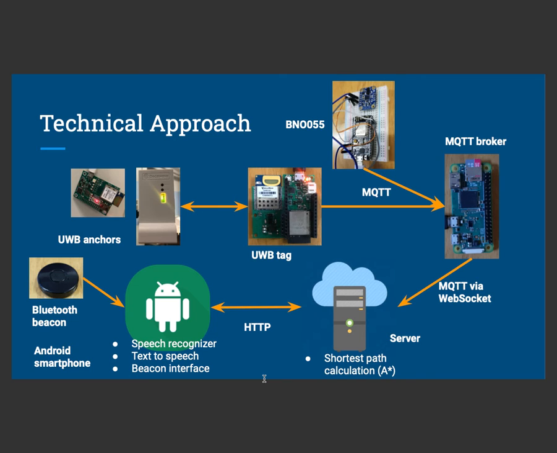For the UWB, you have the tag and the anchors that we placed in the room, and the positions of the anchors are hard coded to the server. So we know where the anchors are, and the tag calculates the time it takes for the signal to arrive from the anchor to the tag. Since we know the positions of the anchors, you can calculate the position of the tag.